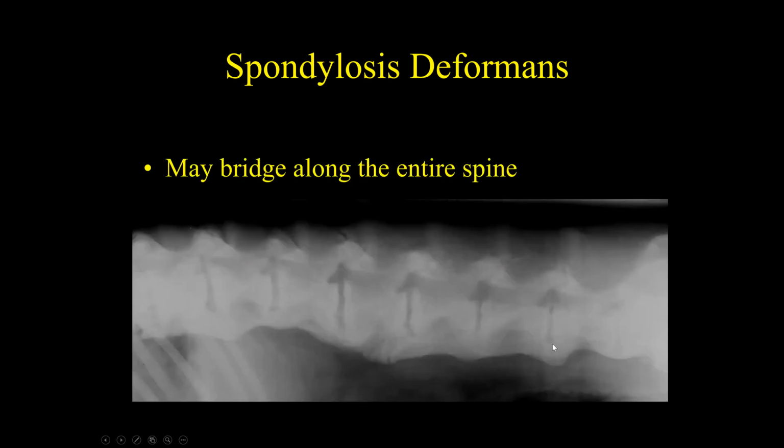It could look really bad. Look at this dog. I mean, he's got it throughout his entire spine, okay? And that looks really bad and really obvious. You're going, man, that looks horrible. But typically it doesn't bother the dog at all. They're fine. Okay. So that's spondylosis deformans.